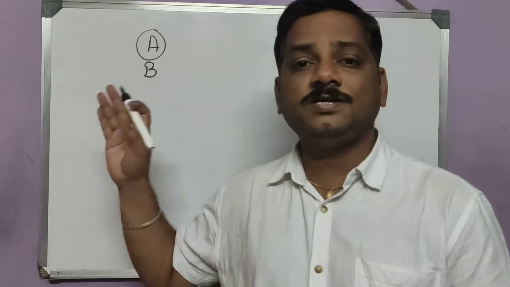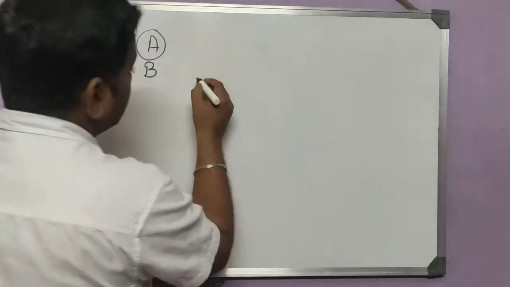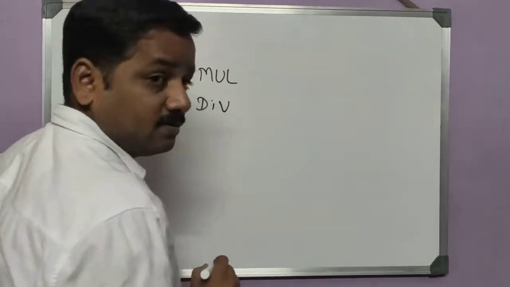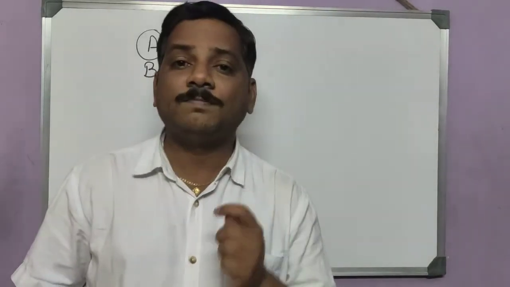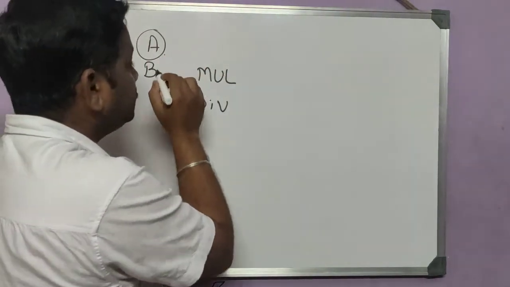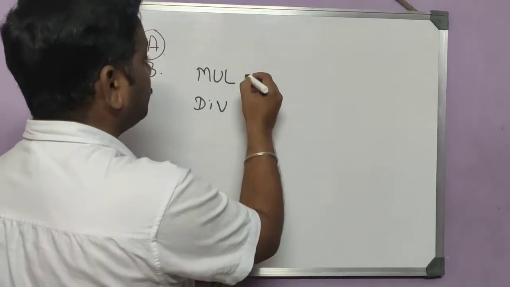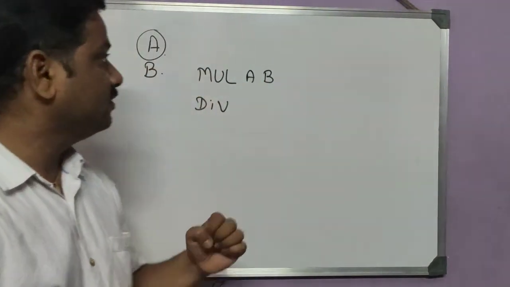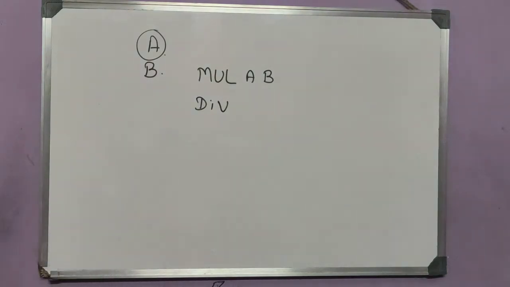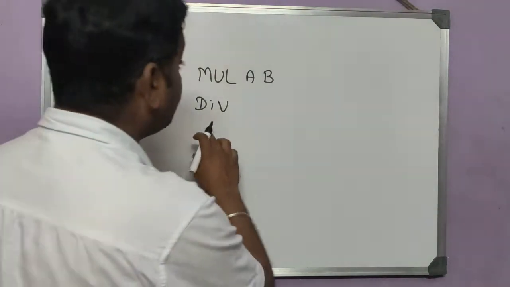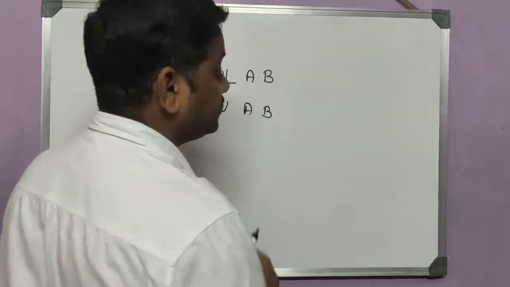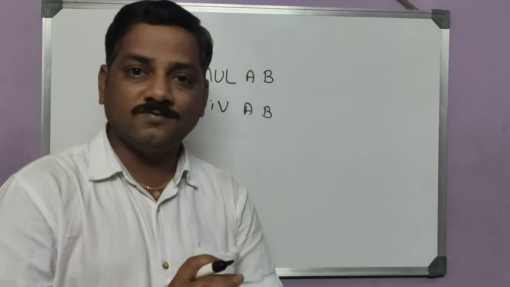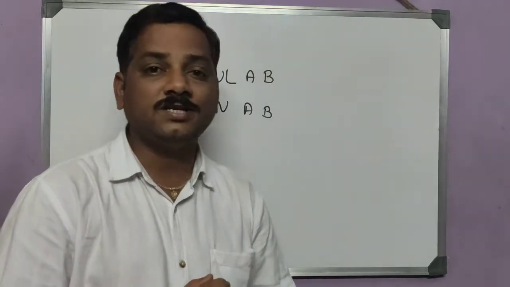But register B is used only with instructions like MUL, that is multiplication, and division. It means whenever we go for a multiplication, we have to make mandatory use of these two registers. So MUL AB is the multiplication instruction. We have to use A and B only. Then for division, again we have to use registers A and B. It means these two are special registers used for special instructions.